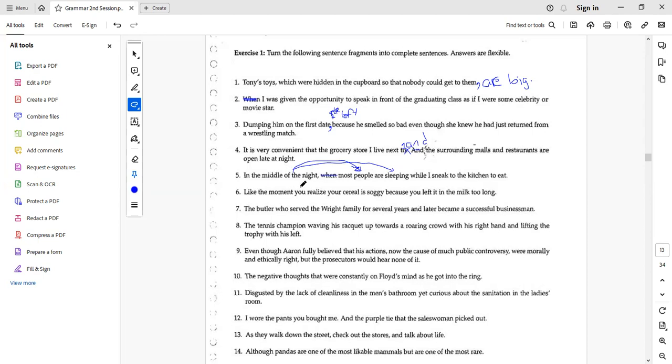Okay. "In the middle of the night" acts as an adverb phrase, Myrna. It describes the verb "are sleeping." So it's better not to put a kind of dependent clause. Your sentence works, but it's not going to be formal. In the middle of the night when most people are sleeping, comma, I sneak to the kitchen to eat, it's right. But it's not going to be formal regarding the grammar. Clear, Myrna?